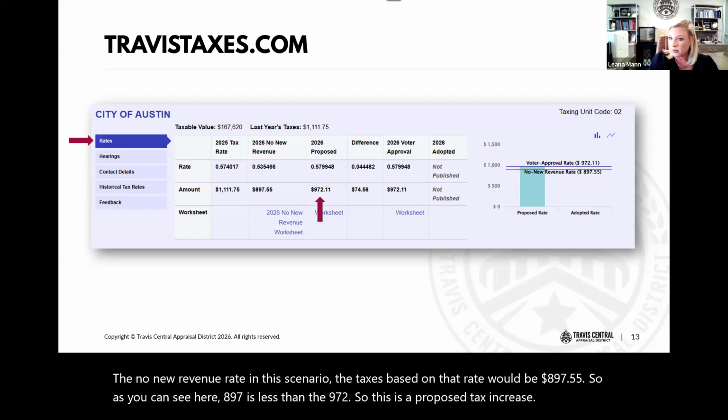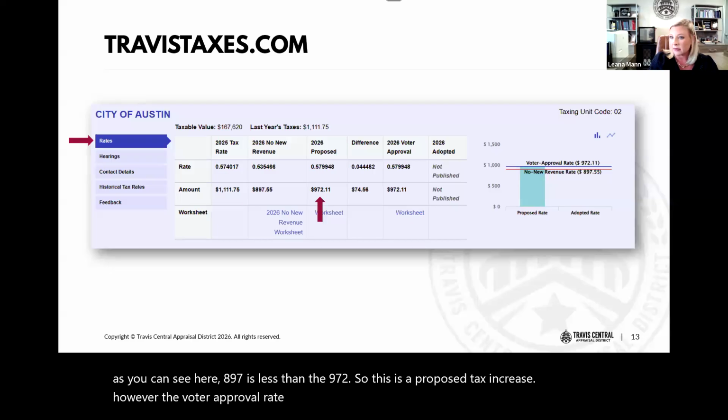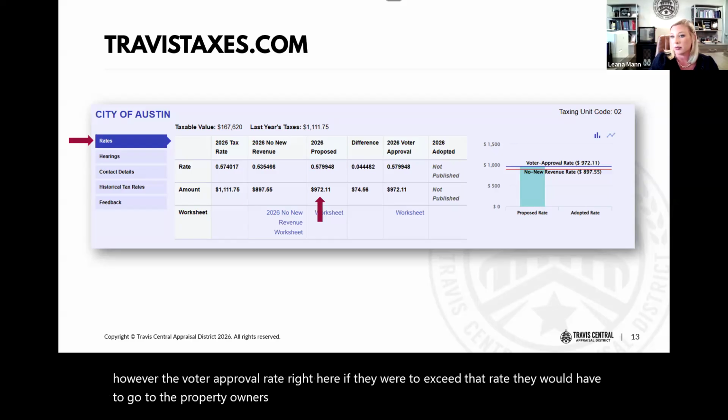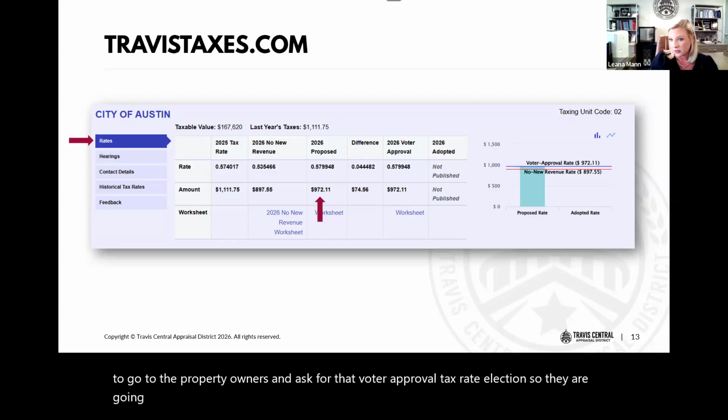However, the voter approval rate right here, if they were to exceed that rate, they would have to go to the property owners and ask for that voter approval tax rate election. So they are going directly right up to the voter approval rate in this scenario.